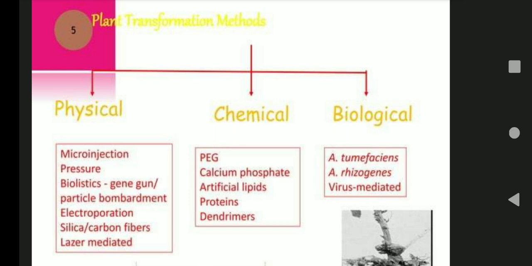Another is chemical methods. As I already told you, we use polyethylene glycol, liposome-mediated transfer, and calcium phosphate, which alters the permeability of the membrane so that the plant cells are allowed to take up the foreign DNA. Then artificial lipids, proteins and dendrimers are utilized. The biological method is carried out with the help of Agrobacterium tumefaciens as well as Agrobacterium rhizogenes, and some viruses are also involved in the transfer of foreign genes into the plant cell.